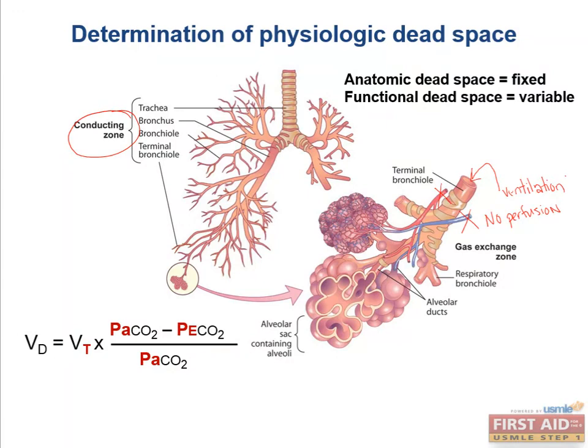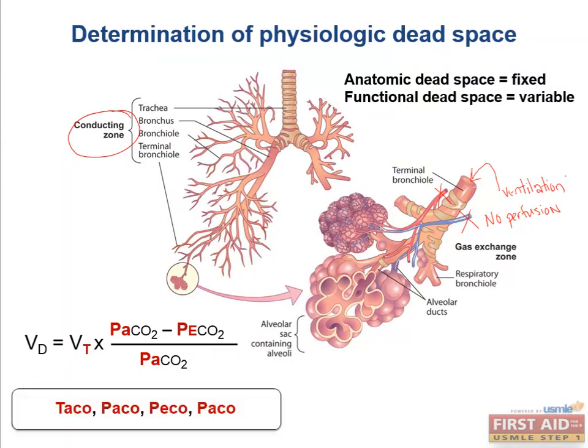The closer PeCO2 is to PaCO2, the less physiologic dead space ventilation you have. As this difference decreases, more of the CO2 in the pulmonary arteries is being expired with each breath. You can keep this equation straight with the mnemonic taco, peco, peco, paco.